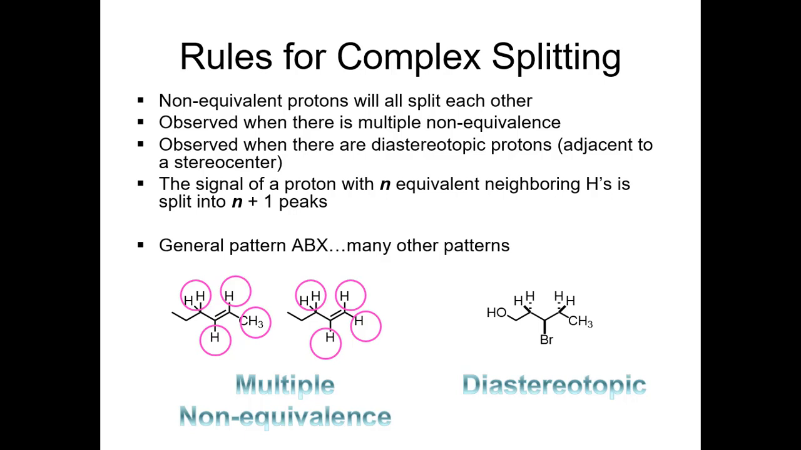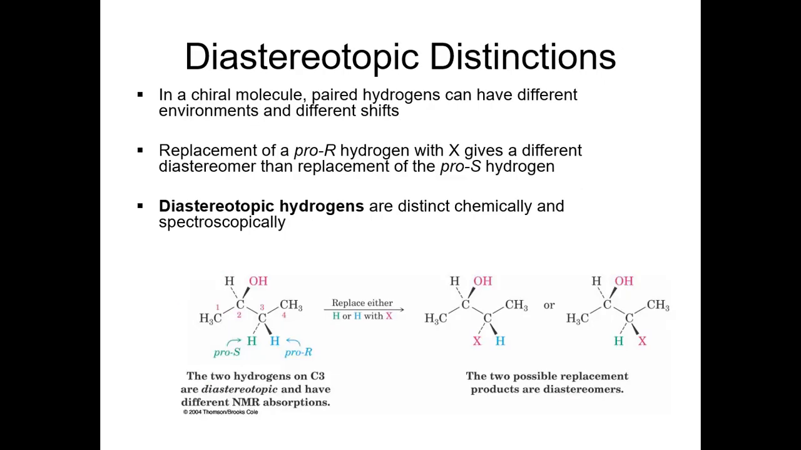All right. And then if you look at the other example where protons are diastereotopic, the protons that are adjacent to the chiral center shown here, those protons are what we call diastereotopic, because if you remove one of them and replace it with another atom, then you get diastereomers. So I'm going to show you that now.